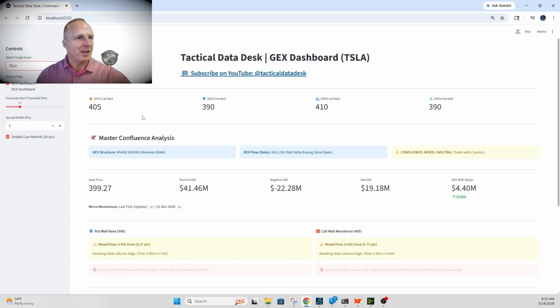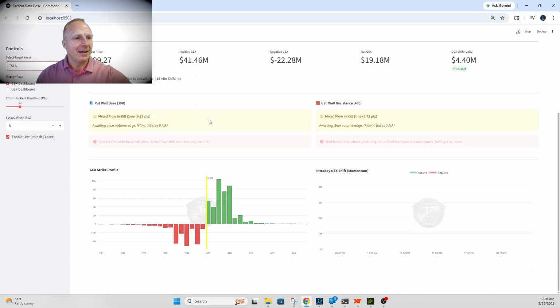Tesla, 0 DTE call wall 405, 0 DTE put wall 390. Here's your GEX exposure. A lot of negative GEX below this flip point, a lot of positive GEX above that flip point. That's the pin around 400. So we need to break above or below that before Tesla can run again. There'll be some bouncing around in between. If you feel like it, iron condors will be the play. 415, maybe 380 or 375, something like that.